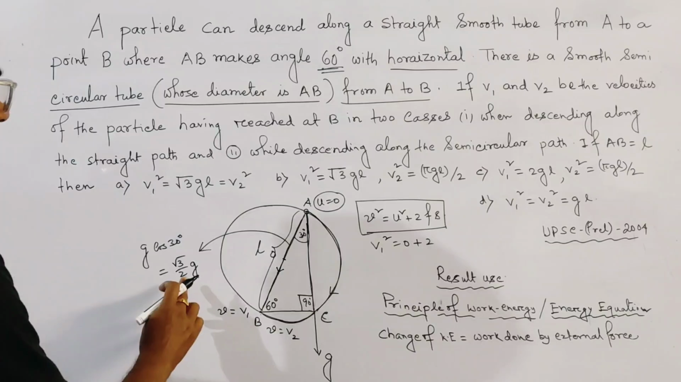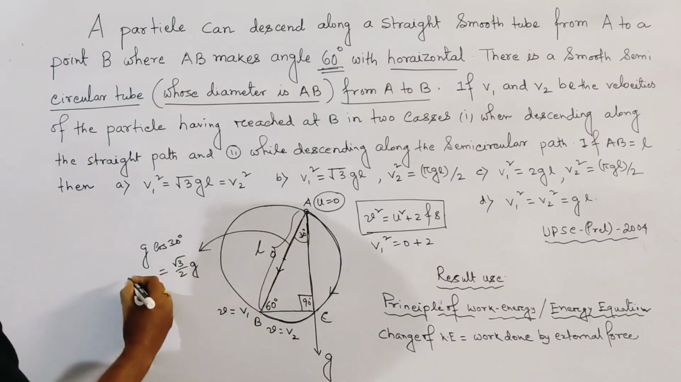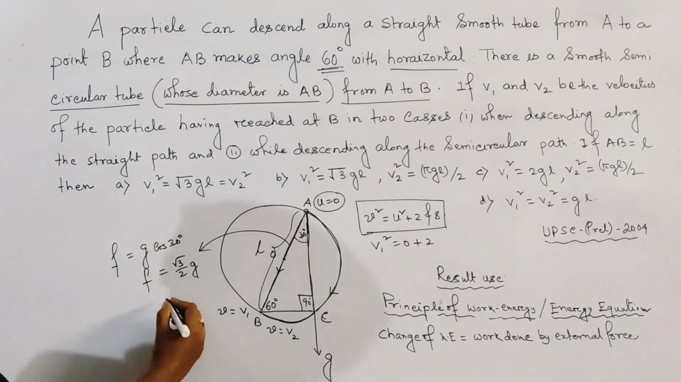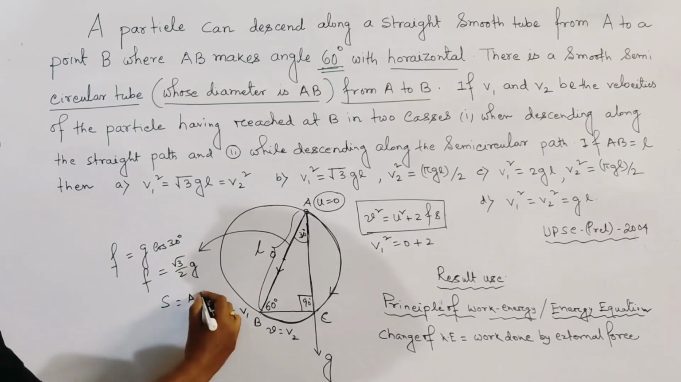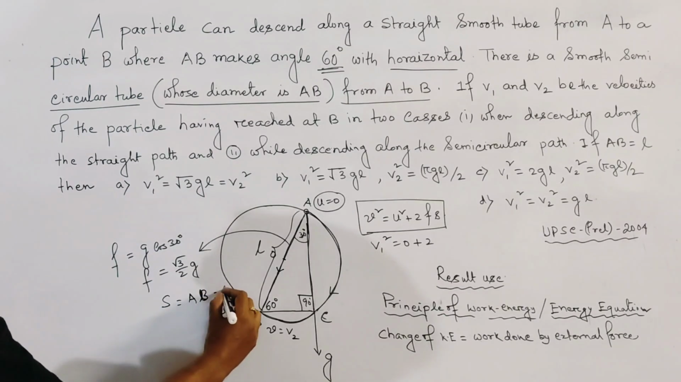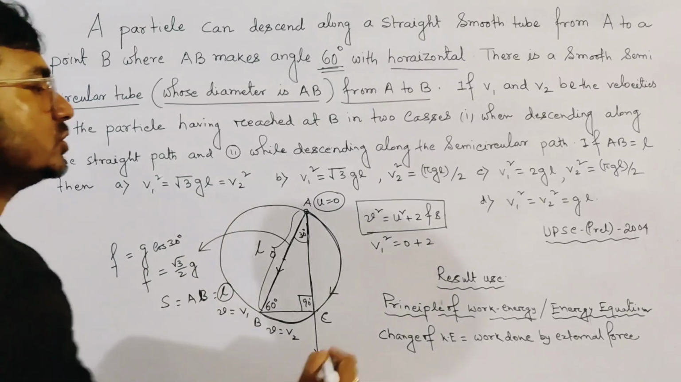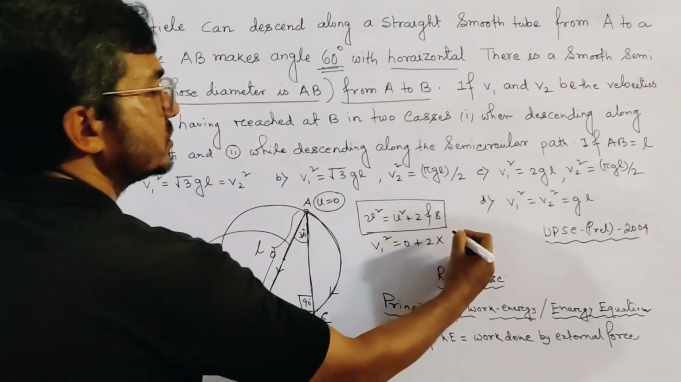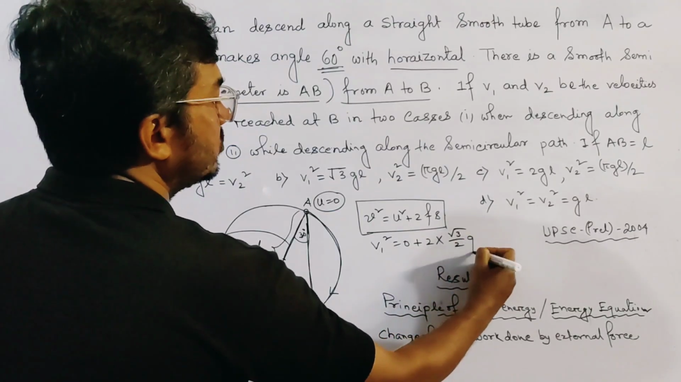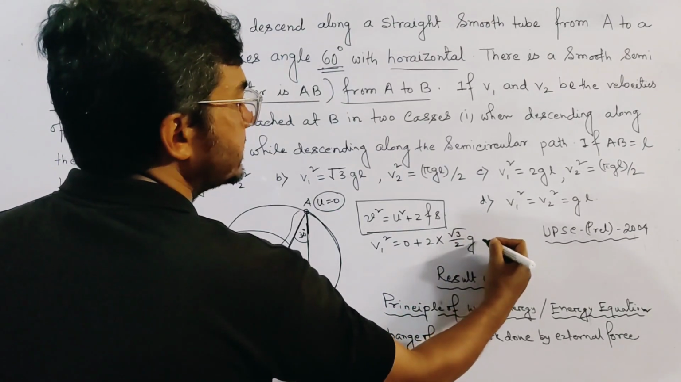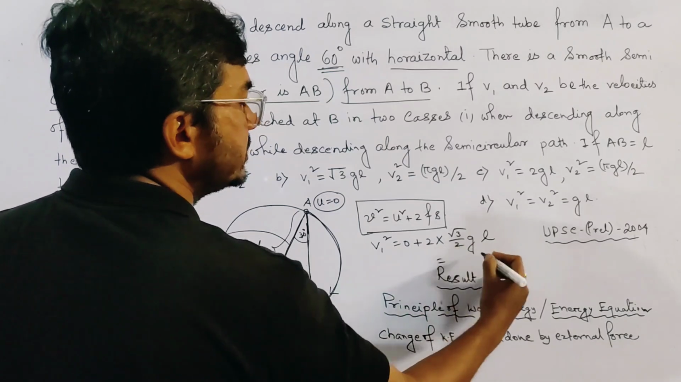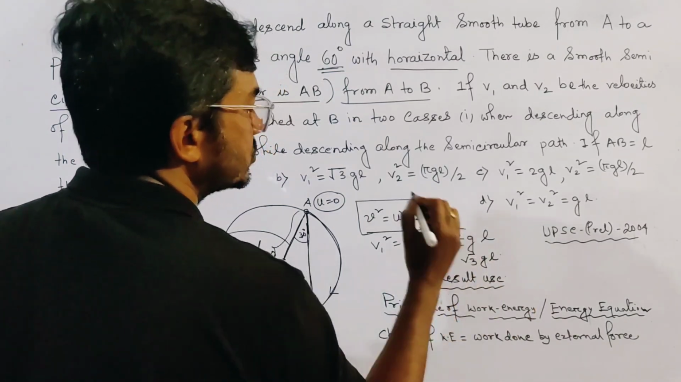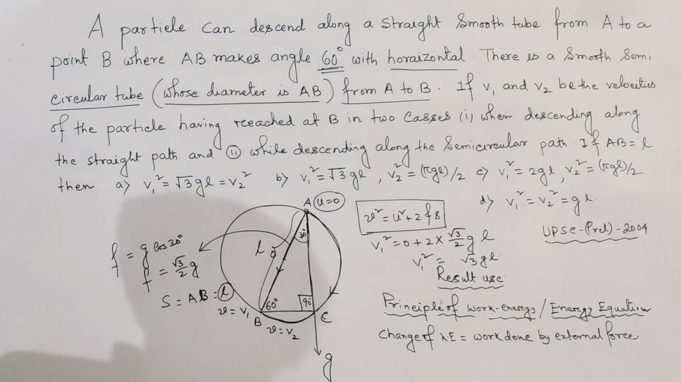Okay, and we put F equal to root 3 by 2 into G, and S equal to the length of AB, which is given by L. So we put in the values: F is root 3 by 2 into G, into the value of S, which is L, so V1 square is equal to root 3 into GL.